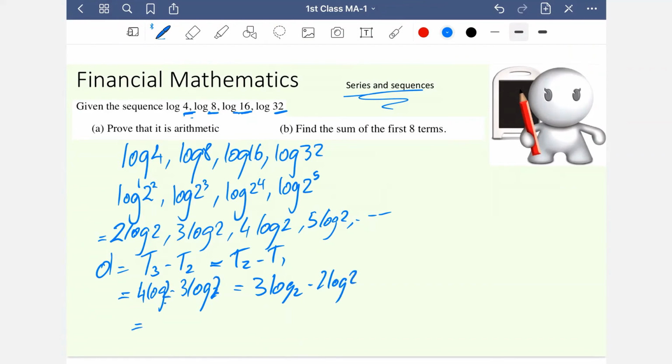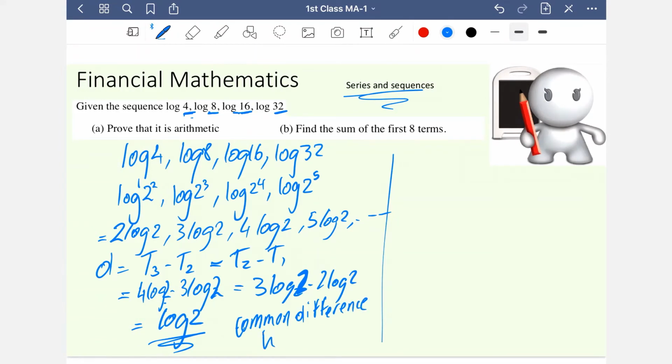Sorry, 2, 2, 2. They're not bases, they're actually numbers. Well, yes, they are all equal to the log of 2. So I do have a common difference, and hence it is arithmetic.